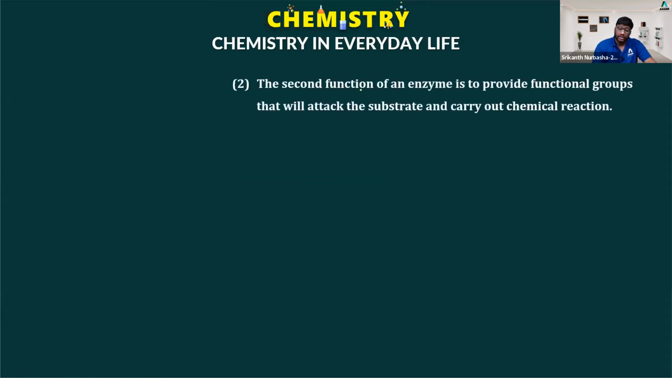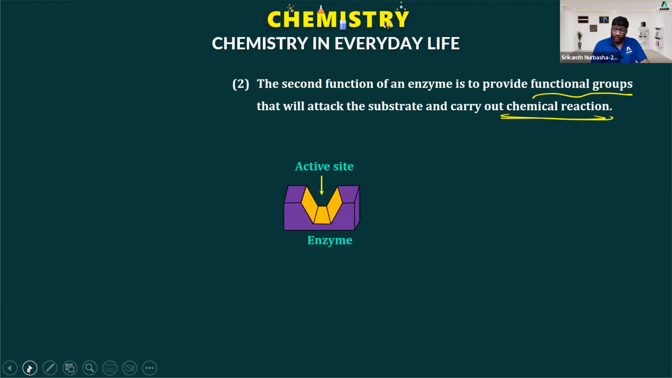The second function of the enzyme is to provide functional groups that will attack the substrate and carry out the reaction. Because just holding the substrate will not do the reaction. The substrate should be reacting with specific functional groups. So the second function of the enzyme is to provide functional groups that will attack the substrate and carry out the chemical reaction. Like, look at the enzyme, which will have a respective active site.